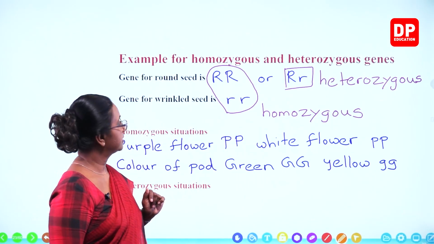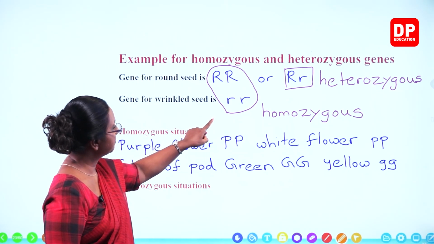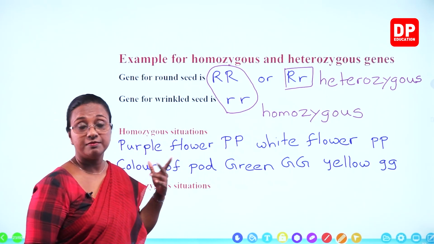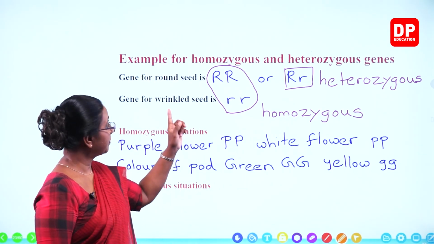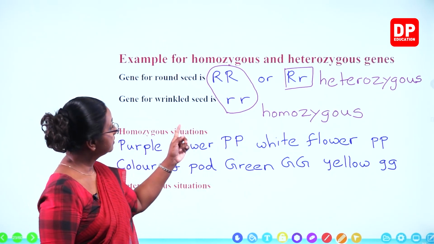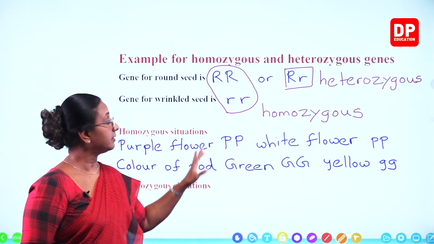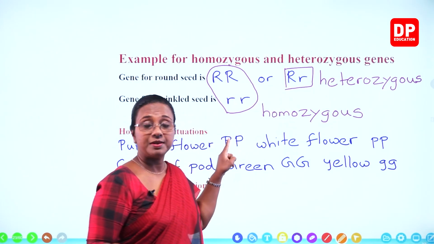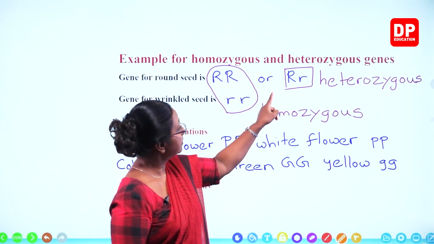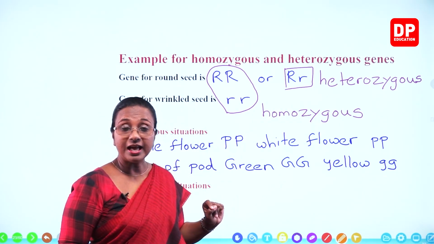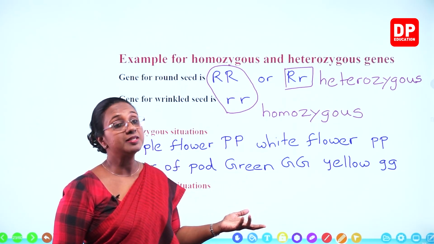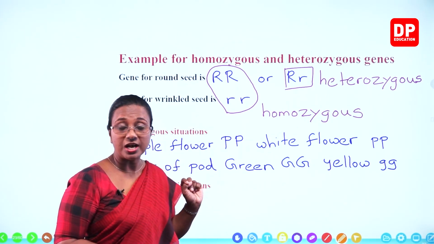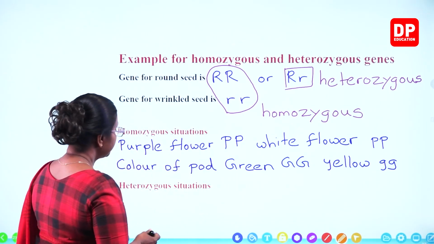Same as these: capital R, capital R; small r, small r; the same, similar genes. Both of them represent the same character: capital R and capital R, round character; small r and small r, wrinkled character. So those are homozygous. Whereas capital R, small r: capital R represents the round character, small r represents the wrinkled character, but the expressed character will be the dominant character, round seed. So that is a heterozygous instance or situation.